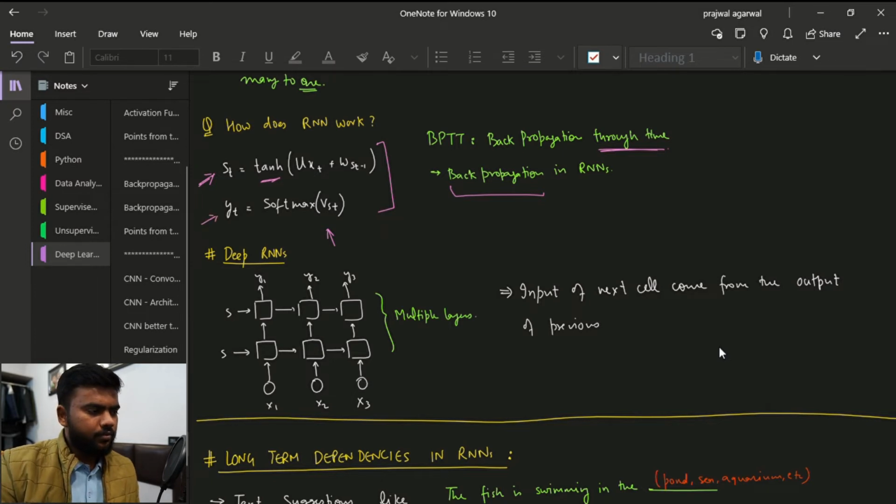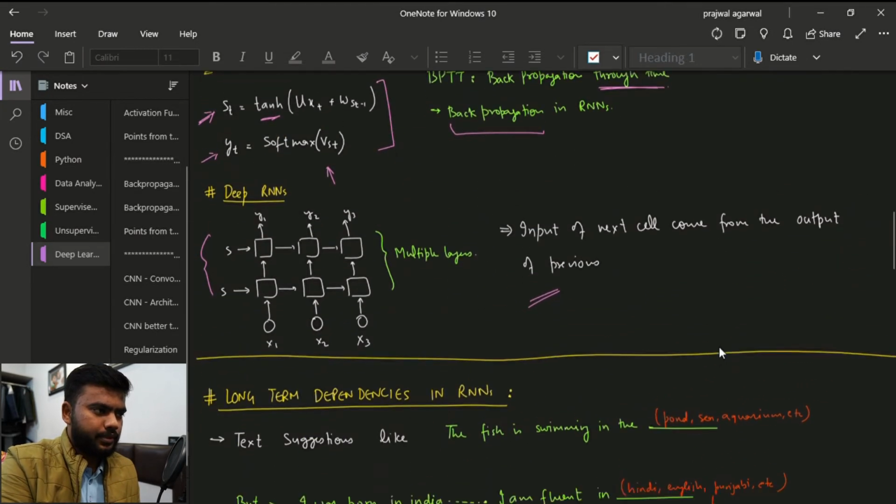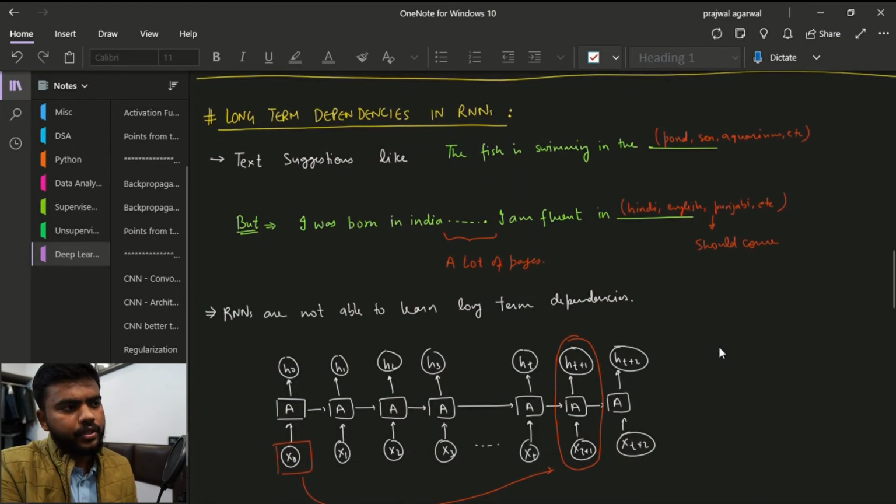All right. What are deep RNNs? In deep RNNs, the input of the next cell comes from the output of the previous cell. So deep RNNs are something like this, where we have multiple layers. We don't have just one layer, we have multiple hidden layers. That is what we call deep RNNs.